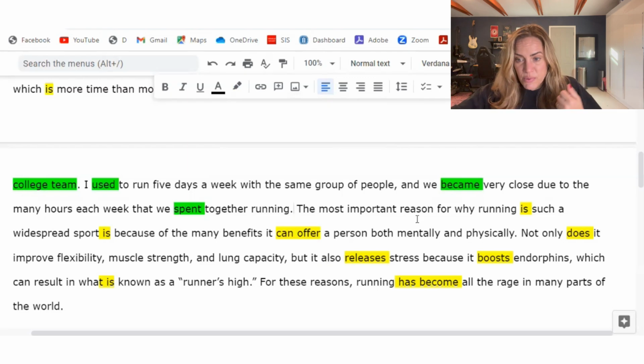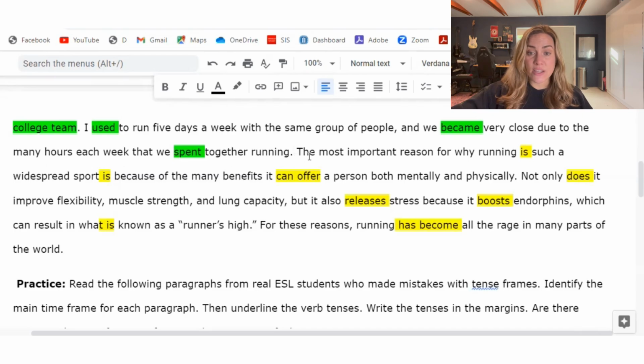The most important reason for why running is a widespread, so then you go back to the present because we're shifting back to the main tense frame. We only went to the past to give an example to support the point of this paragraph, and that example happened to be in the past, which is totally fine as long as you give some sort of time frame or time word to signal that you're going to the past. I'll give one more example.